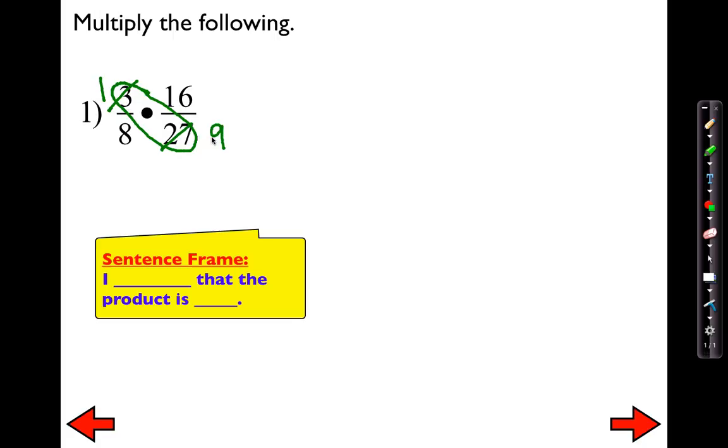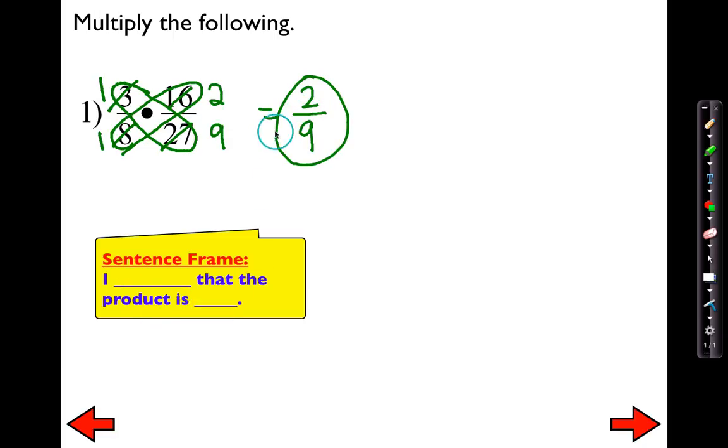Now I'm going to repeat the process with the other two numbers, so 8 and 16. Do 8 and 16 have anything in common? Yes, they have an 8 in common. So 8 divided by 8 becomes 1. 16 divided by 8 becomes 2. So now I'm left with 1 times 2, which is 2, and 1 times 9, which is 9. So my final answer is 2/9. I conclude that the product is 2/9.